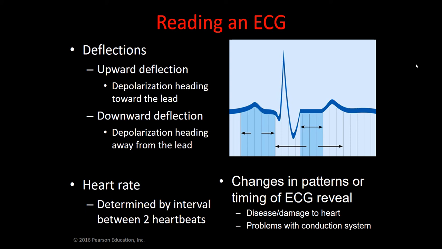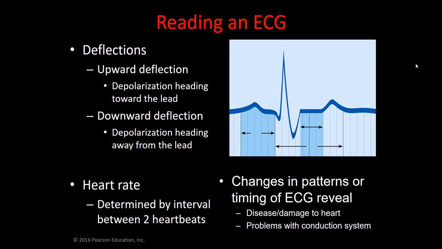So if you have an upward deflection, that is depolarization heading towards the part of the heart that the lead is looking at. If you have a downward deflection, that is depolarization heading away from the part of the heart that the lead is looking at. And that's why the same waveform for one heartbeat might be an upward deflection on one lead, but a downward deflection on the other lead, because at that same period of time, the signal is heading towards one lead, but heading away from another lead. And that's why we get those kinds of changes.